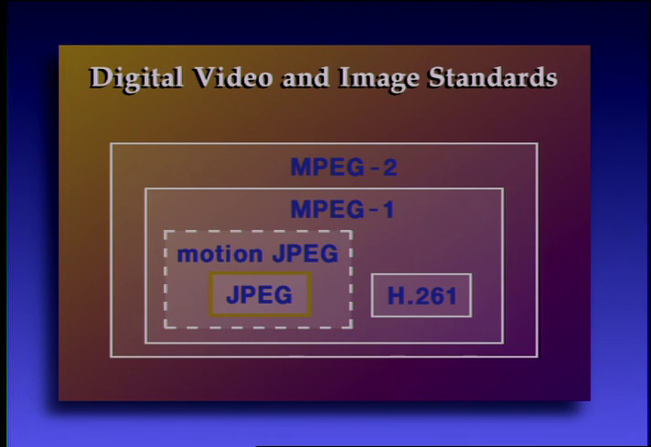MPEG includes many of the still image compression techniques of JPEG, which is an international standard for photographic quality digital images. MPEG-1 is also a subset of MPEG-2, which is the international standard being rapidly adopted by the broadcast industry for production quality video. Motion JPEG is a non-standard video format that consists of a sequence of JPEG images. At the same time, H.261, an international standard developed by telecommunications people for digital video conferencing, is also like a simpler form of MPEG-1.